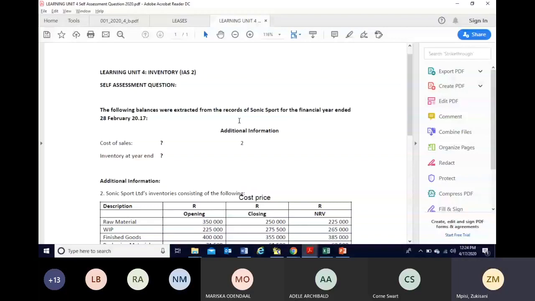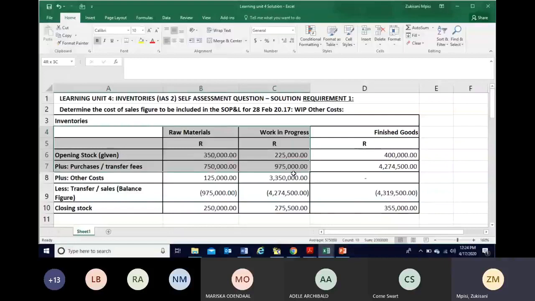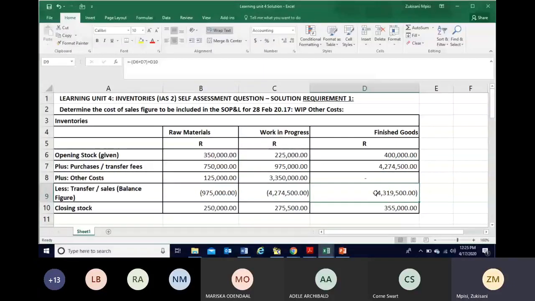But the important thing is for you to learn this table that I have created here, not only the table, but the principles. If you are calculating finished product sold, it's opening stock, then it's transferred from work in progress, and then it's closing balance, and then you get your cost of sales. So this will be your cost of sales.